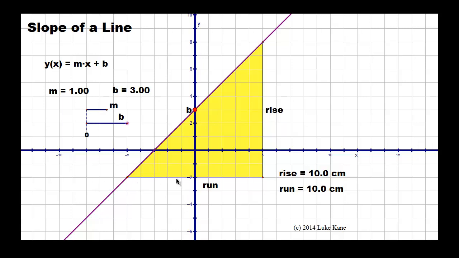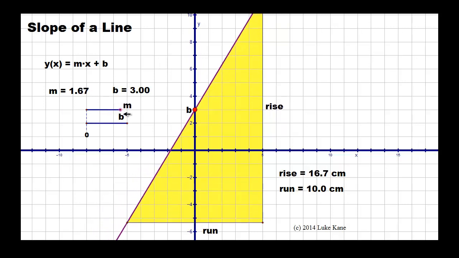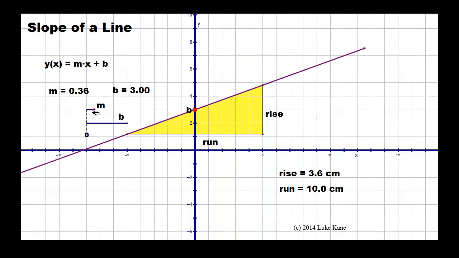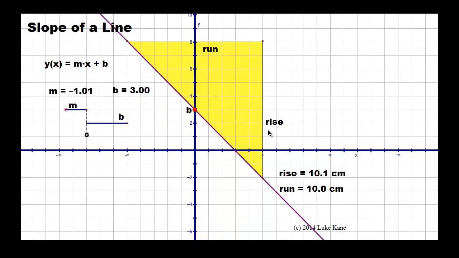1, 2, 3, 4, 5, 6, 7, 8, 9, 10. That's 10 centimeters in the run. 1, 2, 3, 4, 5, 6, 7, 8, 9, 10 in the rise, and hence the slope is 1. And of course, the bigger m gets, the more the rise. You notice the run is staying the same. And of course, when m is negative, the rise is actually a fall.